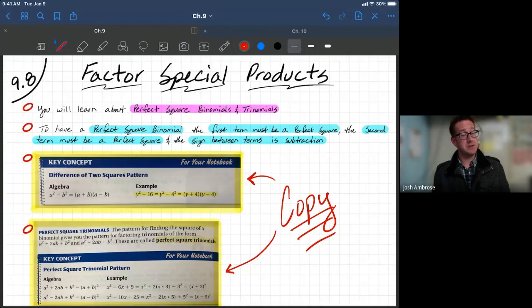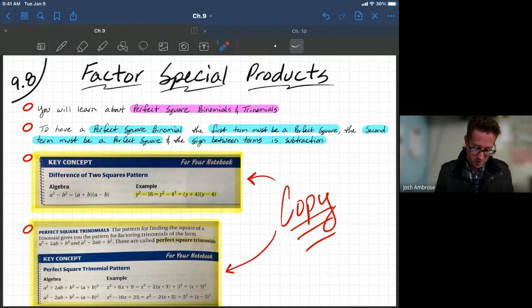We are still factoring. I know we've been factoring since section 6, but we are now working with what's called special products. We are still factoring trinomials, but we are looking for these trinomials to have some specific traits. If they have these traits, they fit into categories called a perfect binomial or a perfect trinomial. And if they are, then they actually factor very easily.